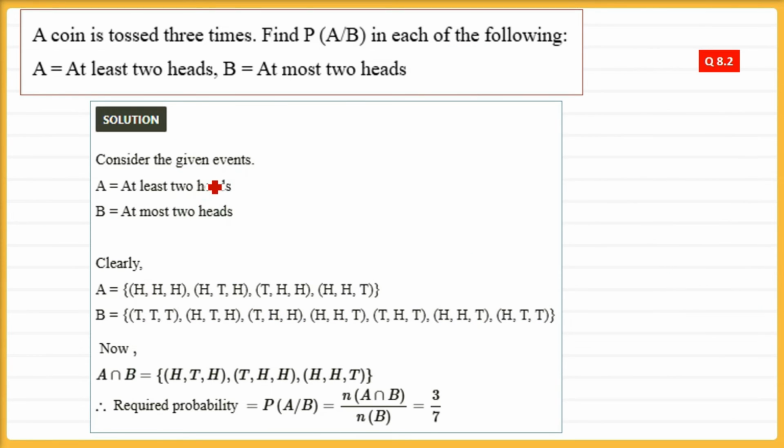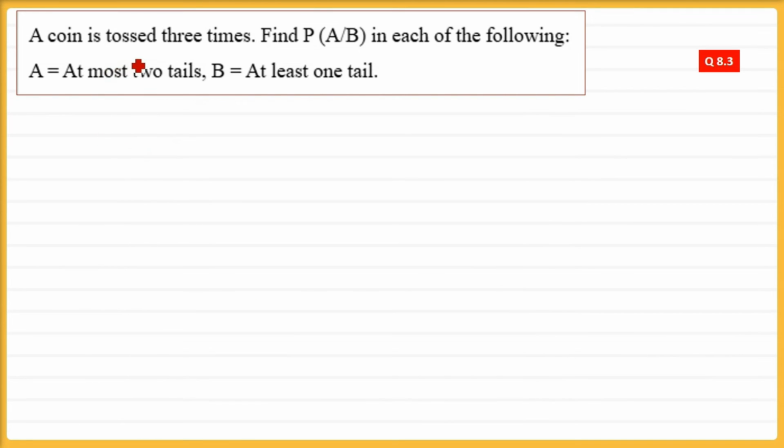So this is how you're going to solve it. And I told you the concept also. Let's write the concept also on the right, that will be better. A coin is tossed 3 times. Find probability P(A|B) in each of the following. Now this is similar to this one. A and B, I'm not writing it, you have to write it. Please remember, I'm just not writing it because it is already given in the question. At most 2 tails and at least 1 tail.